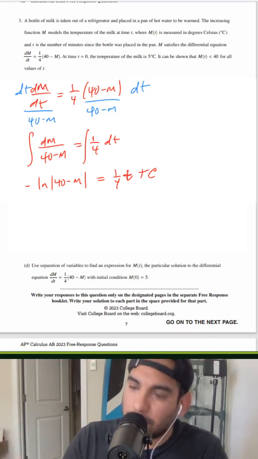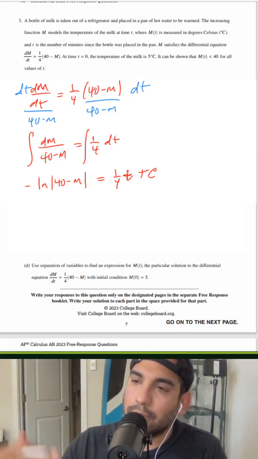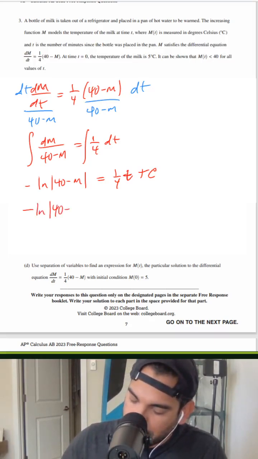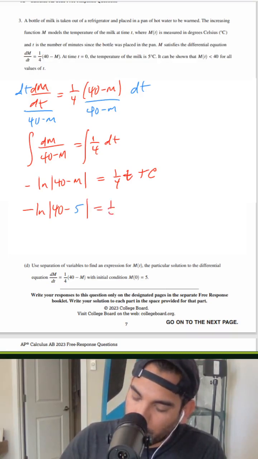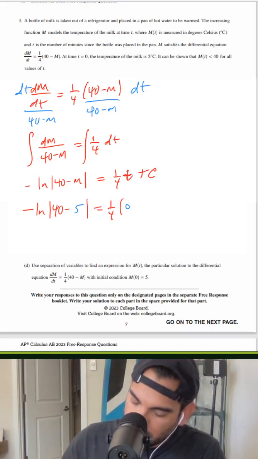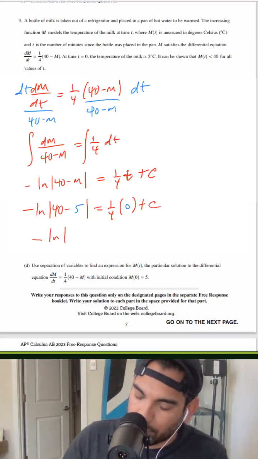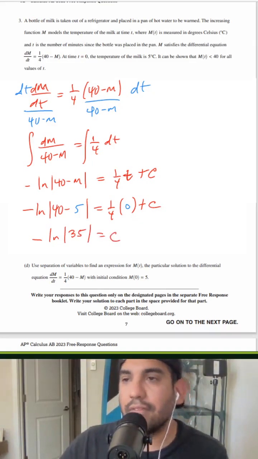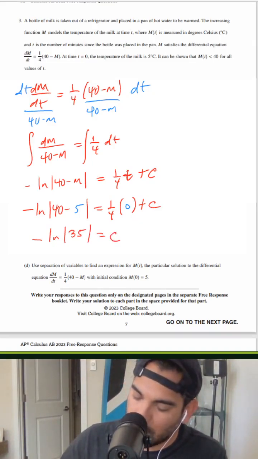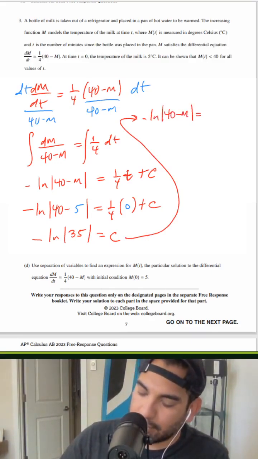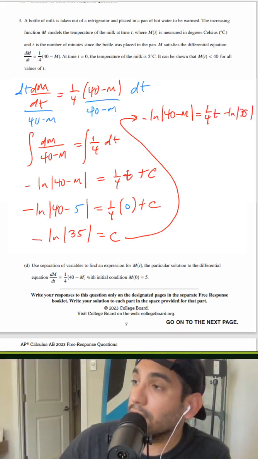All right. At this point, I'm going to plug in the initial condition. T is equal to 0, m is equal to 5. So I have negative natural log of 40 minus 5 is equal to 1/4 times 0 plus c. So we have negative natural log of 35 is equal to c. Easy enough. Now we can plug that into our equation. Let's move this up to the top. So now we have negative natural log of 40 minus m is equal to 1/4 t minus natural log of 35. I hope that fits on the screen.